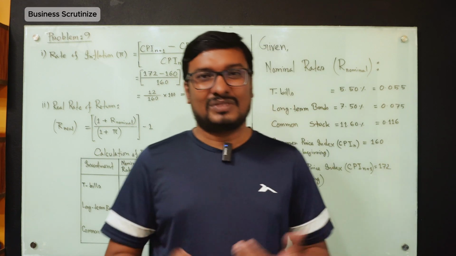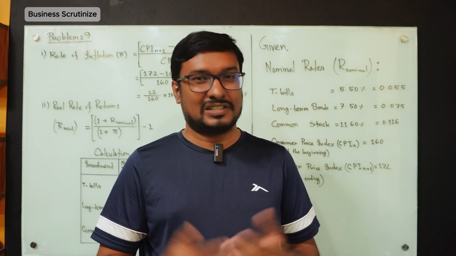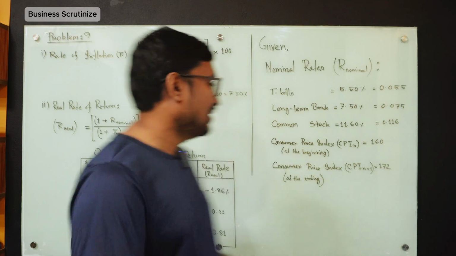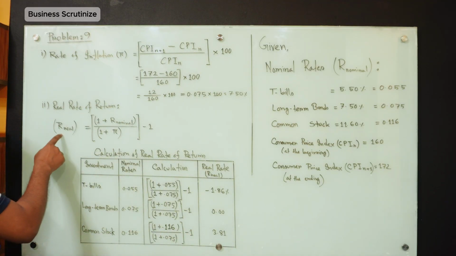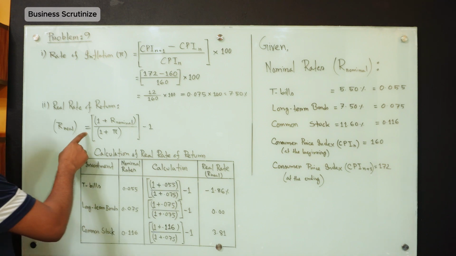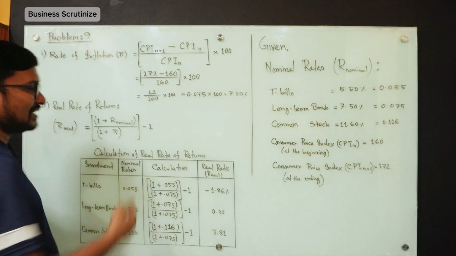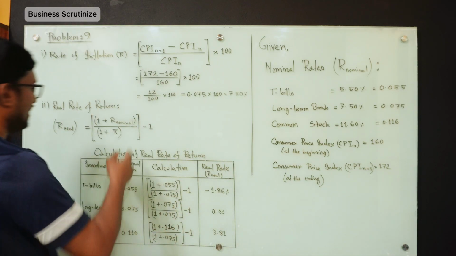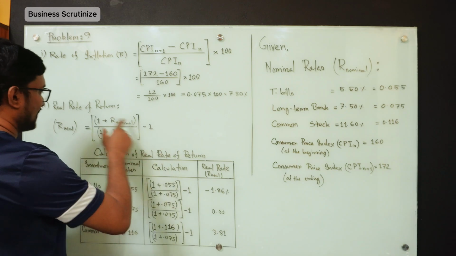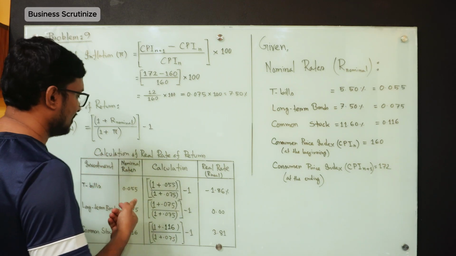So this rate of inflation we have to consider to measure the next requirement, the real rate of return. We will see now how to compute the real rate of return, shortly written as R real, and the formula is (1 plus R nominal, I mean nominal rate) divided by (1 plus inflation rate). The inflation rate we have already computed, and we also have to subtract 1 for the computation, as it is a part of the formula.